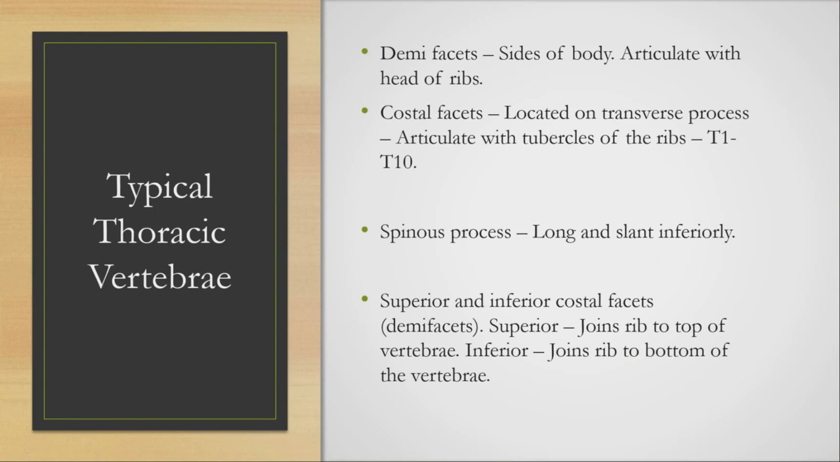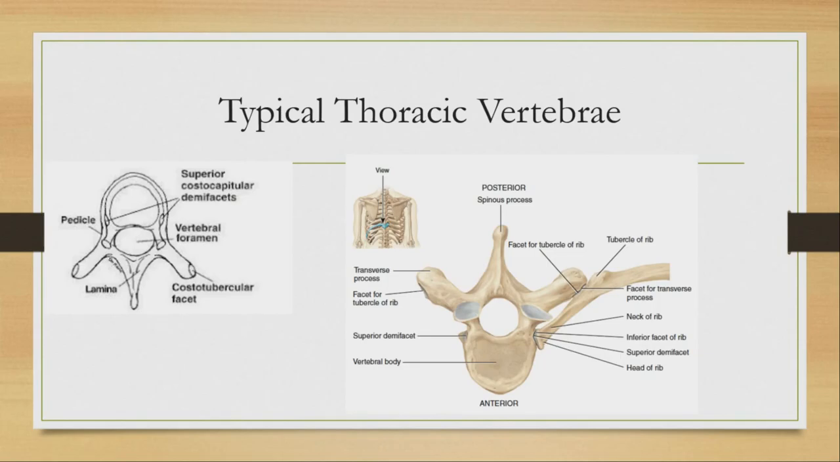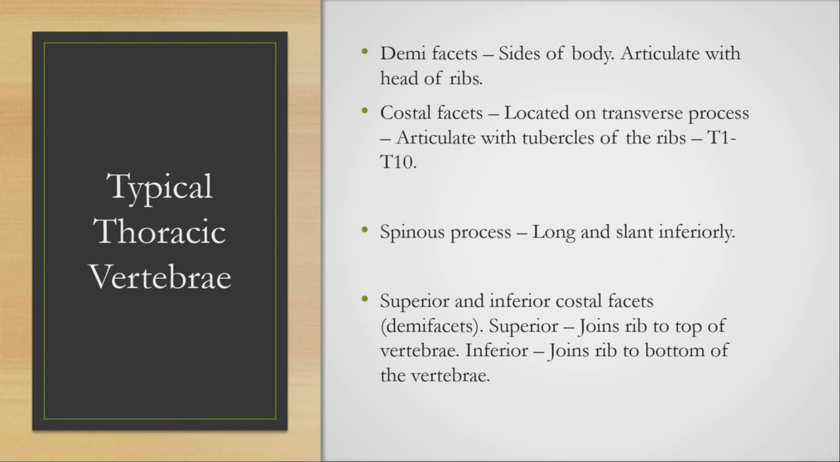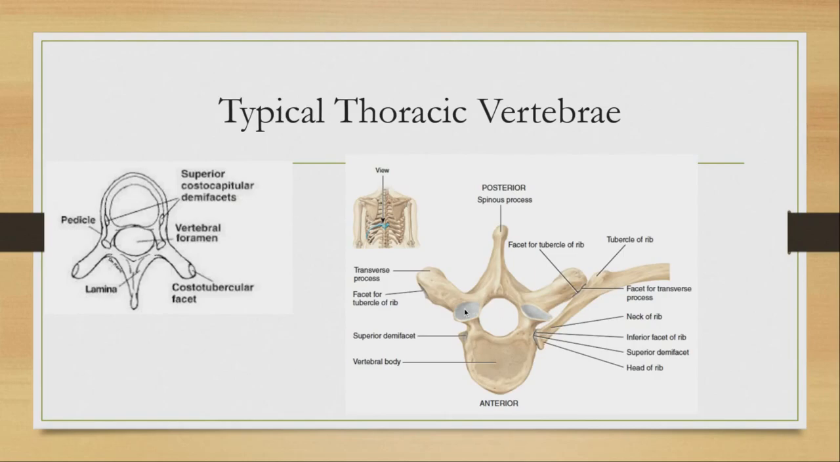The spinous process is long and slants inferiorly, and it also has superior and inferior costal facets. The superior costal facets or demifacets joins the ribs to the top of the vertebrae, and the inferior joins the ribs to the bottom of the vertebrae. And it also has superior and inferior articular processes, which form facet joints with vertebrae below and above. So the superior articular processes will articulate with the inferior articular processes of the vertebrae above to form the facet joint.